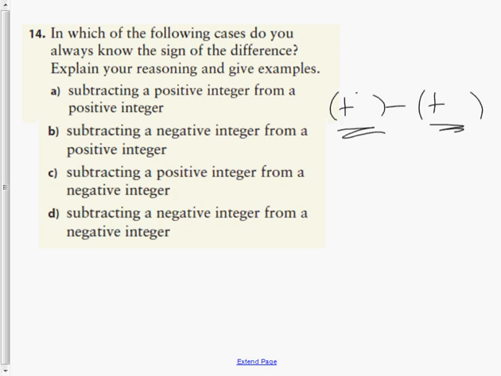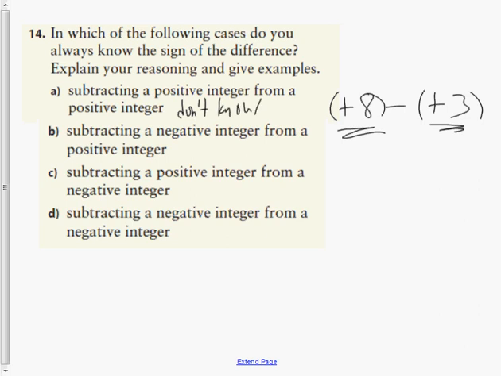If I make this a positive 3, take away a positive 8, will that answer be positive or negative? 3 take away 8, positive or negative answer? Negative. What if I did a positive 8 take away a positive 3? Positive. So in both those cases, I can have positive integers in those positions where my answer can be negative or my answer can be positive. So here we don't know whether it's going to be positive or negative.